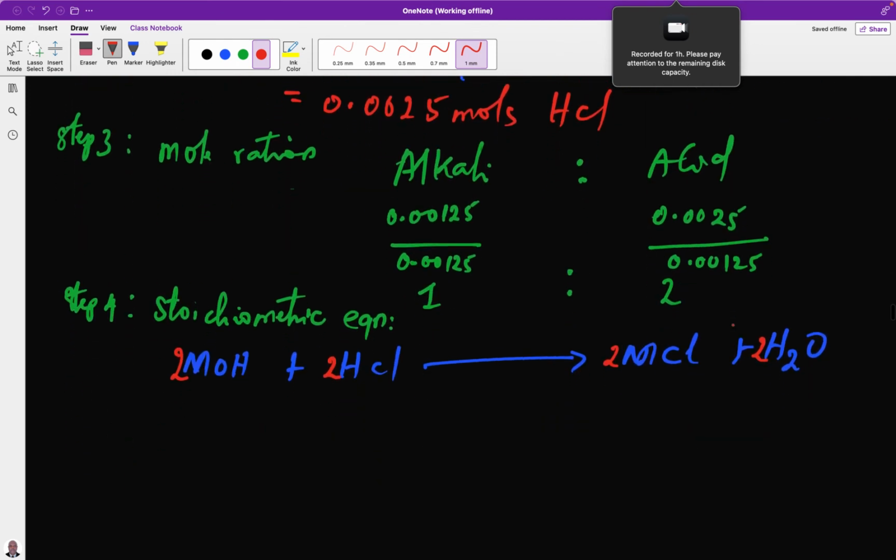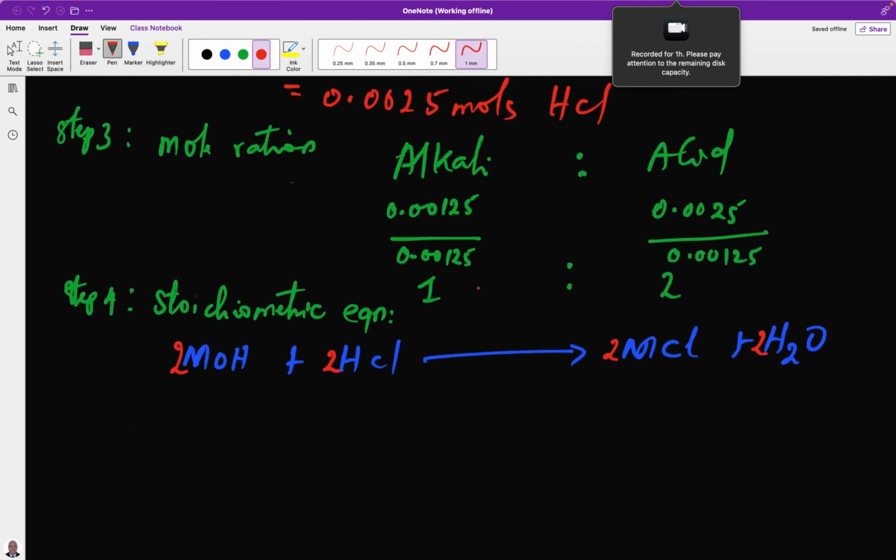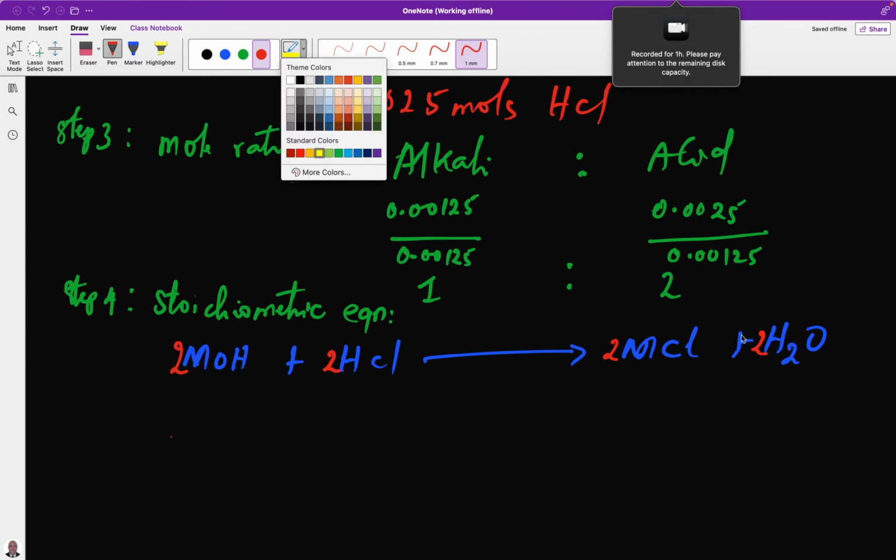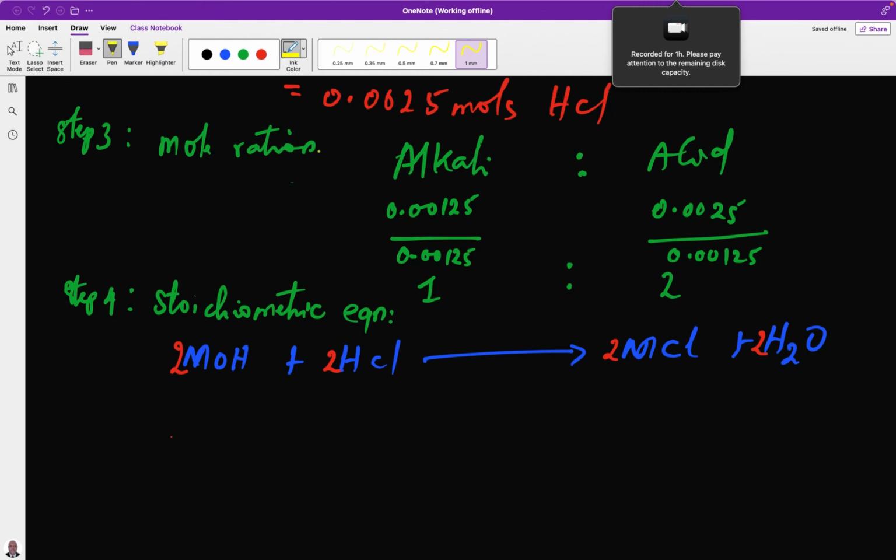Why do I say it doesn't work? Alkali is 1, but alkali here is 2. Acid here is 2, but acid here is also 2. So the ratio does not work. The stoichiometry is wrong. So we can now say this one is wrong. It's not a group 1 metal, so this one is wrong.